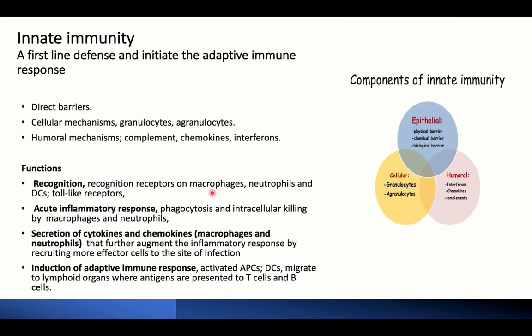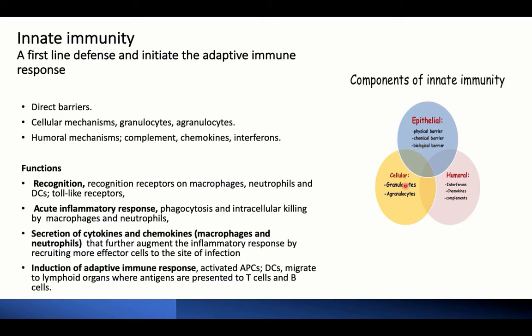Starting with the first line defense that initiates the adaptive immune response later on, which is the innate immunity. Components of innate immunity include direct barriers, natural barriers, which can be physical, like skin and the mucous membranes, for example, can be chemical barrier, and can be biological barrier. So direct barriers include the gastric HCl, for example, vaginal secretions, alkaline and acidic pH at different areas of the body, bile and pancreatic juice, and so on. So direct natural barriers are part of the innate immunity.